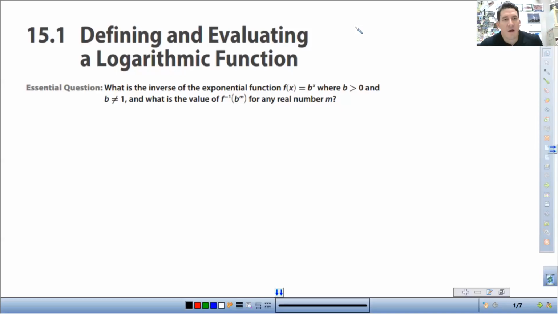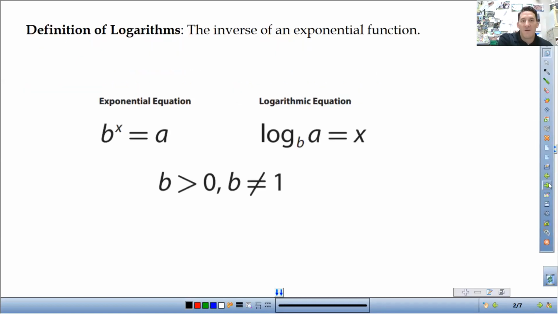All right, IM3 classes. Today we are talking about the logarithmic function and giving you an introduction to what a log is. Let's get into it. The definition of logarithms: they're the inverse of an exponential function.